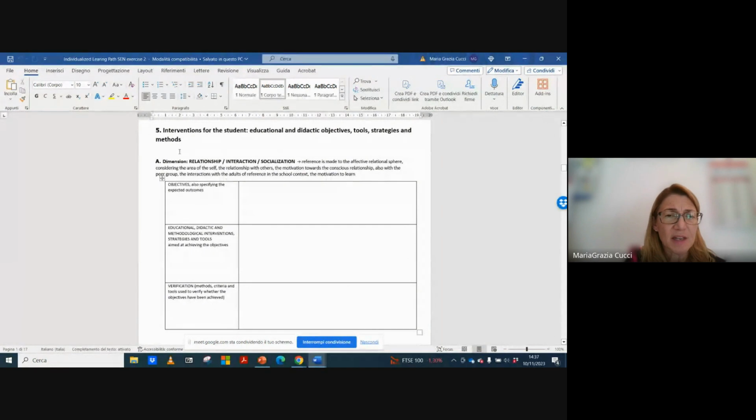So, for instance, it's exactly the same table for each dimension. You can see references made to the affective relational sphere, considering the area of the self, the relationship with others, the motivation towards the conscious relationship, also with the peer group, the interaction with the adults of reference in the school context, the motivation to learn. We observe all this area and we can define some objectives and specific outcomes.